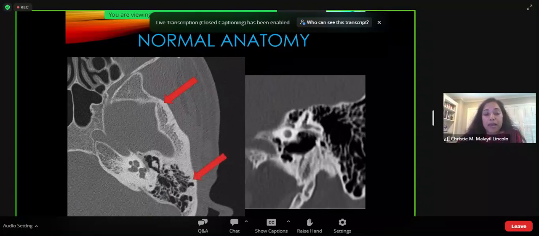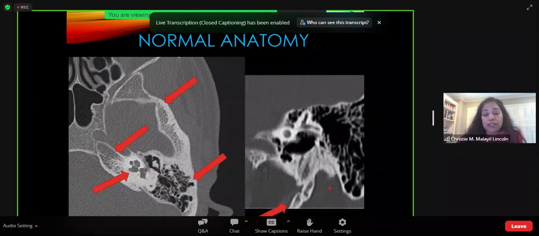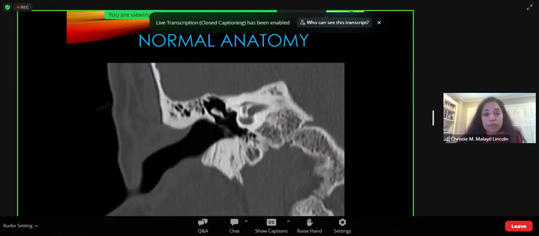Squamosal segment, the mastoid segment, the petrous segment, the tympanic segment, and then on the image on the right is the styloid segment. And then I have a little star here that indicates the stylomastoid foramen, which is very important anatomically because that is where the facial nerve exits the temporal bone and goes to the parotid gland.